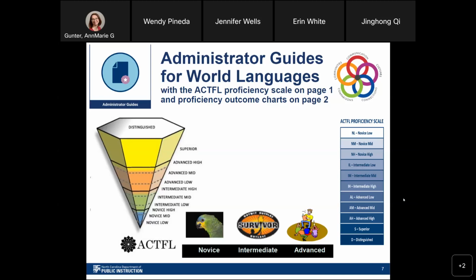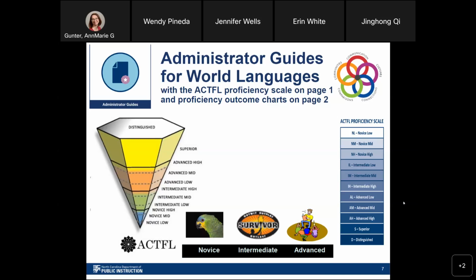One of the things you'll see in some of our materials for our state standards is a representation of those different proficiency levels across their sublevels. So for novice, we often have the picture of a parrot because at the novice level, especially low and mid and some high, you're really teaching students to repeat what they're learning and to put it together in a way to communicate. But they're kind of like a parrot when they first start because they're just repeating what they've learned and trying to make sense of it.